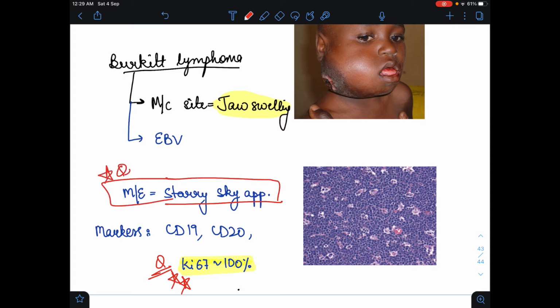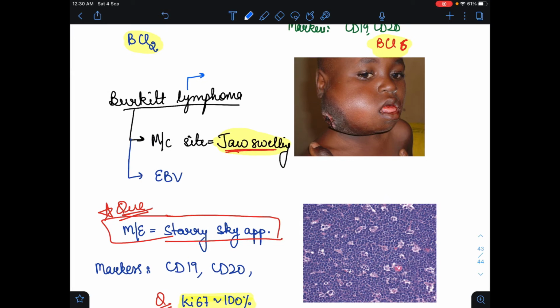This is also a very important question. In Burkitt lymphoma, the most common site is jaw swelling. So all these are very highlighted points which I am telling you. And here is the mutation which we see in Burkitt lymphoma. The 8:14 translocation is there in Burkitt lymphoma.